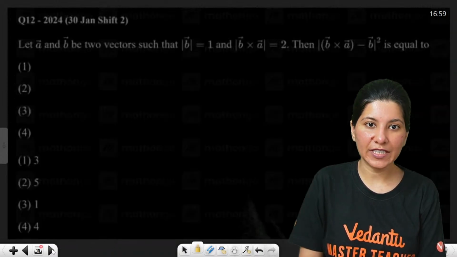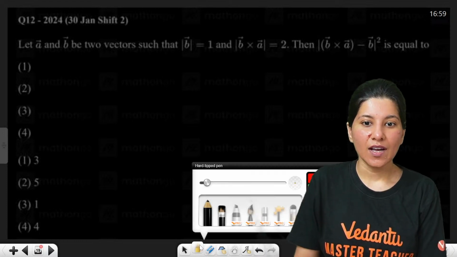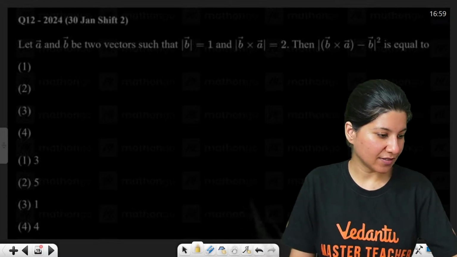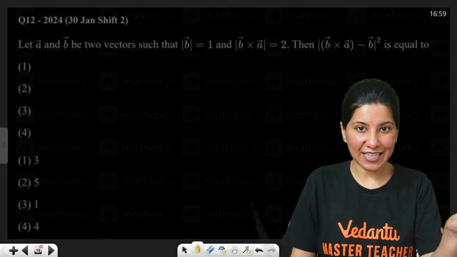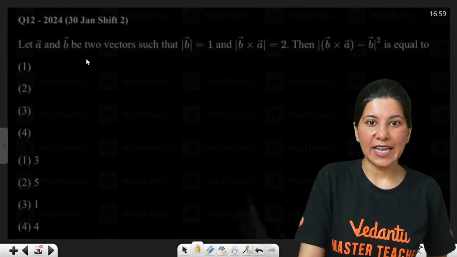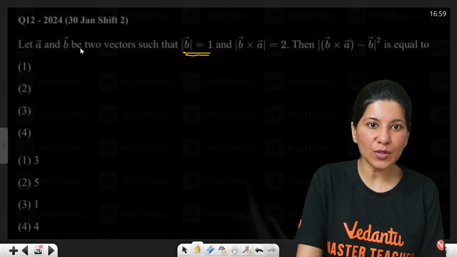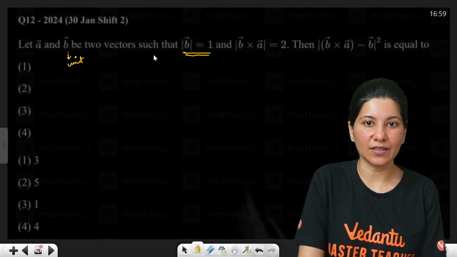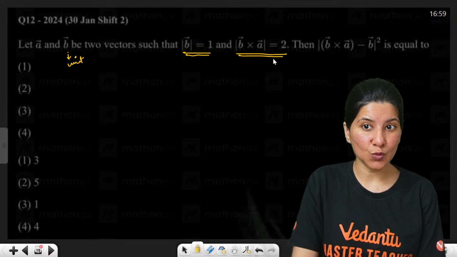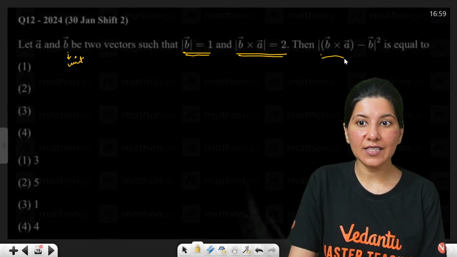Chalo. Ready for the next question? Extremely easy question again. Like a 10 seconds question. Easiest of all. A and B are two vectors such that magnitude of B is 1. So basically B is a unit vector, right? B is a unit vector. B cross A is 2, right? And this is what they are talking about.